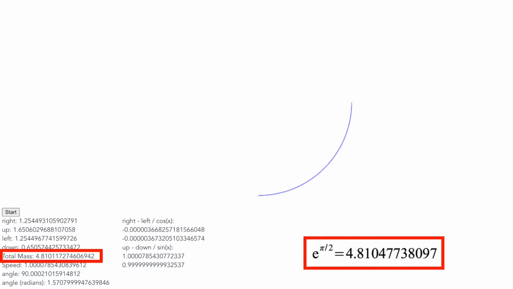Why does that happen? First I should mention that pi divided by 2 is an angle in radians that corresponds to 90 degrees. Angle in radians is defined as the length of the arc divided by the radius of the circle. 2 pi radians corresponds to 360 degrees. Pi divided by 2 radians corresponds to 360 divided by 4 equals 90 degrees.